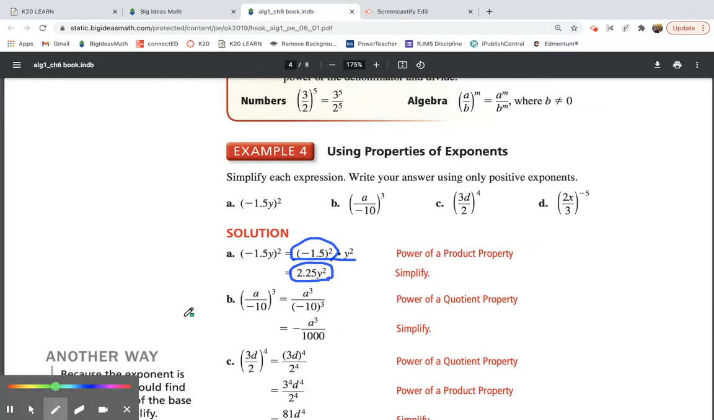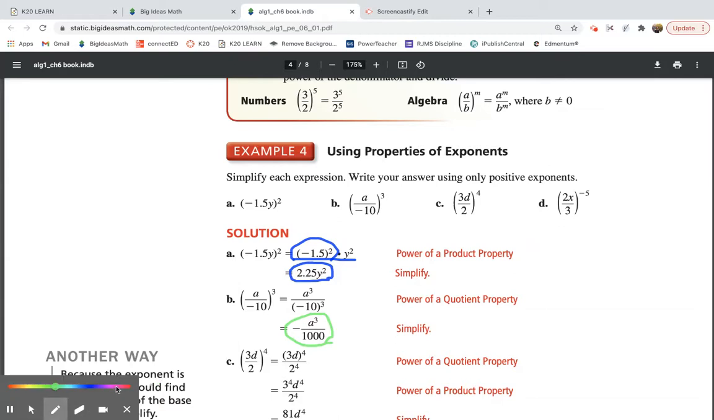Okay, so then the next one, B. I have a over negative 10 all raised to the third power. So I can split that up. That means a to the third power on top over negative 10 to the third power on bottom. I can't solve anymore for a to the third power because we don't know what a is, but I can do negative 10 to the third power. That is negative 1,000. So that simplifies down to negative a to the third power over 1,000.